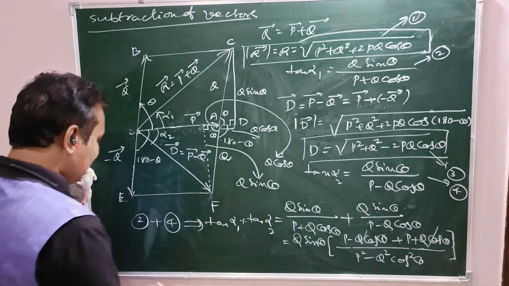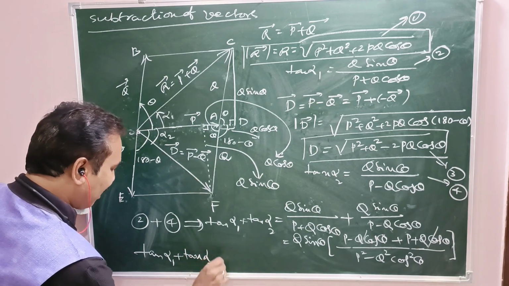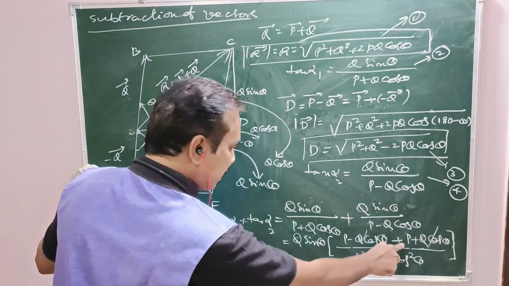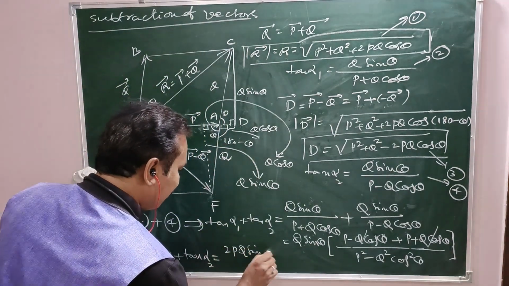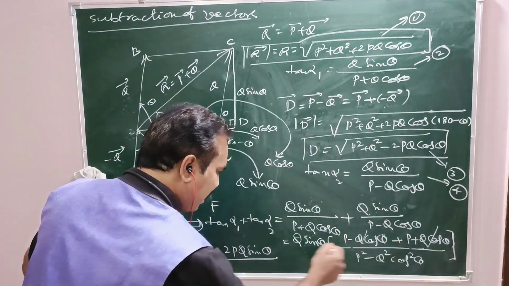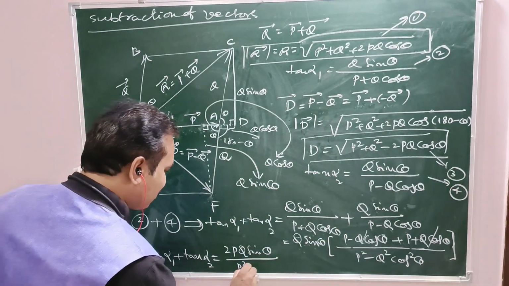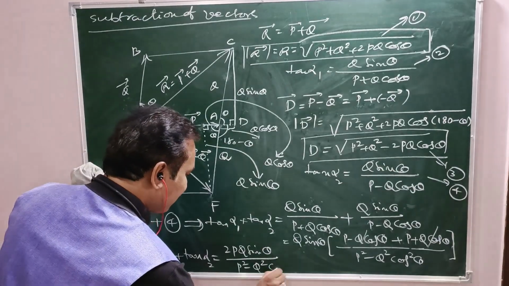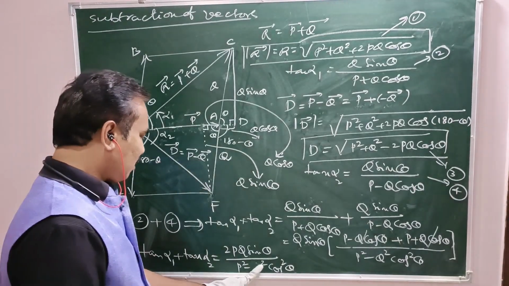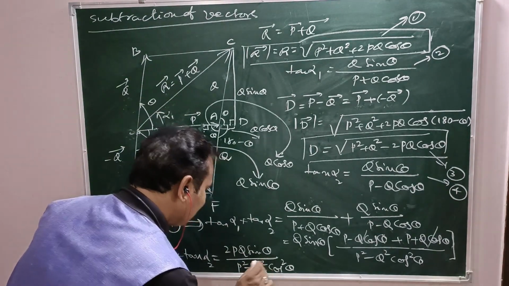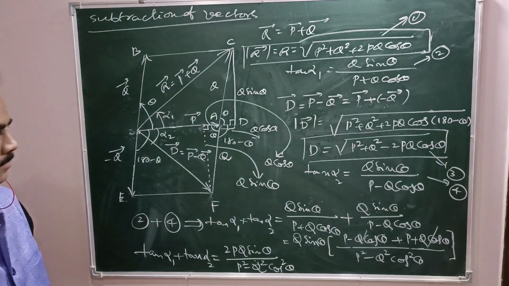So what is the ultimate result? Tan alpha 1 plus tan alpha 2 equals P plus P, 2P into Q sin theta, that is 2PQ sin theta divided by P square minus Q square cos square theta. So this is what tan alpha 1 plus tan alpha 2 comes to.